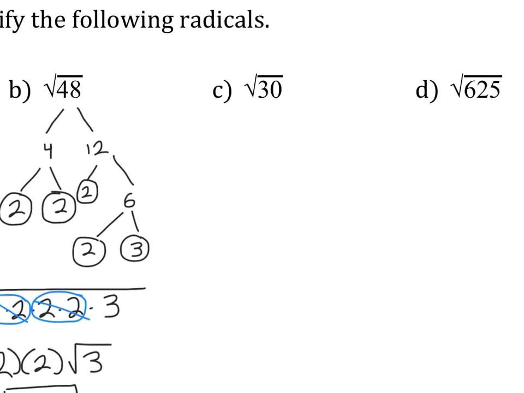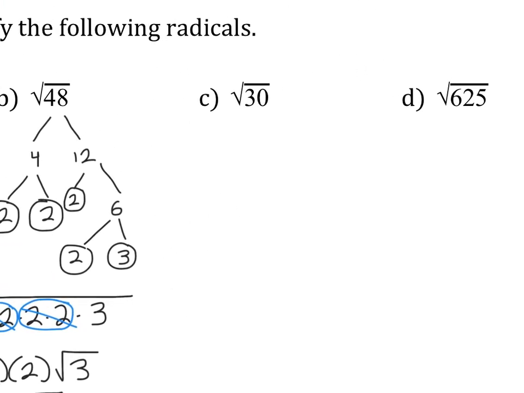Okay, let's look at the square root of 30. So let's start with our factor tree. We can do 3 times 10, so 3 is prime. 10 is just 2 times 5, which are both prime numbers. So let's list out our prime factors.